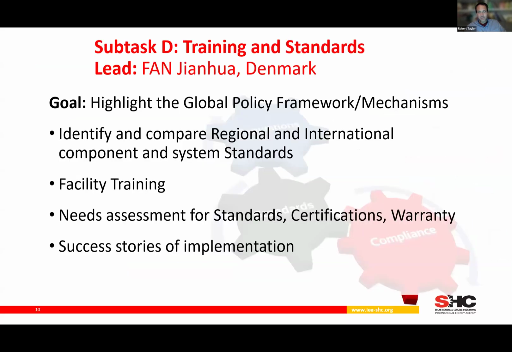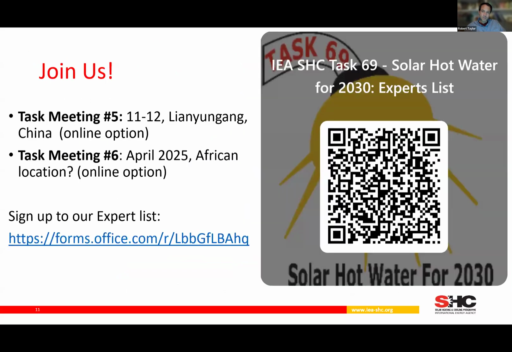And lastly, in the task, we're looking at different ways of boosting the training in these systems, which I guess this Solar Academy counts as one, and the standards that are out there across the world, and maybe what new standards might be needed in certifications for hot water systems.